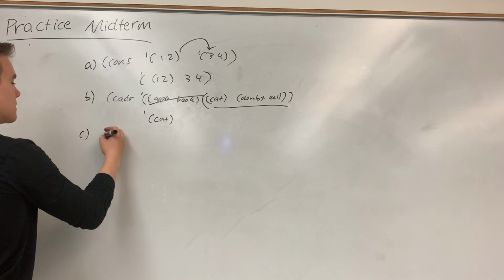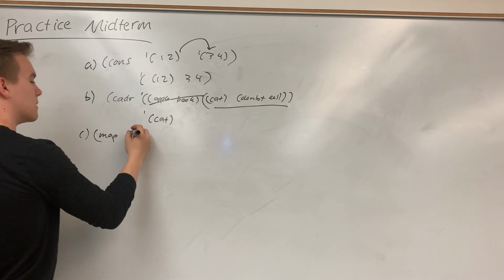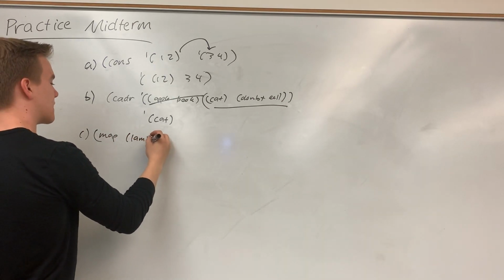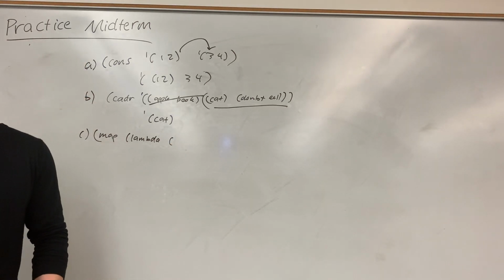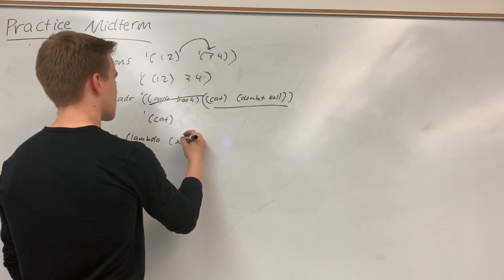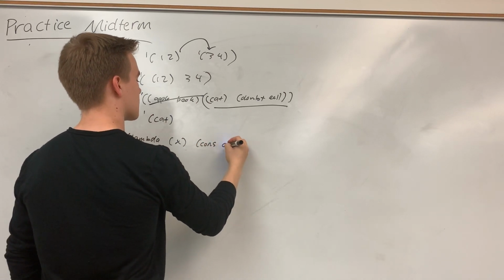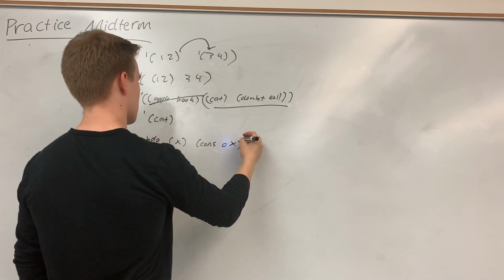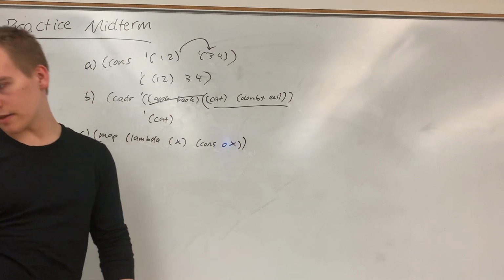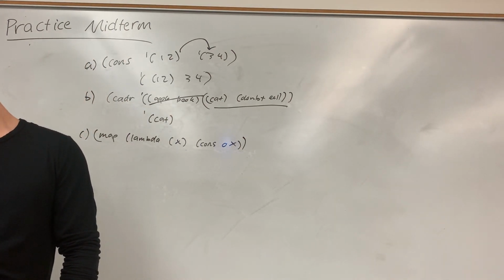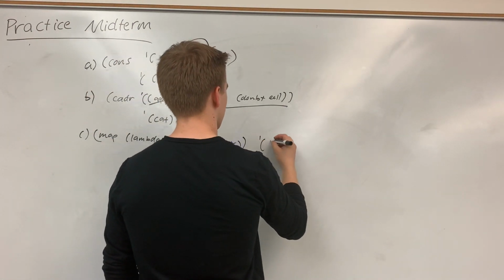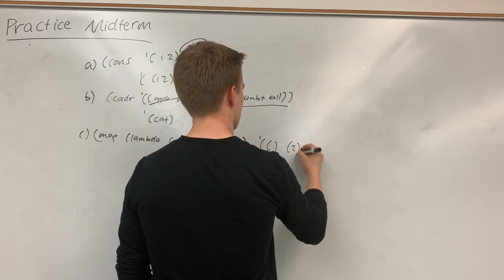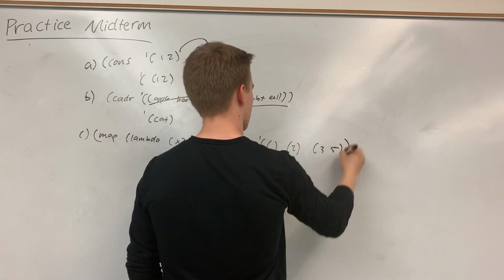C says map, lambda, everyone's favorite combination of functions. X, cons 0 x. And then this is applied to a list of an empty list, 2 and 3, 5.